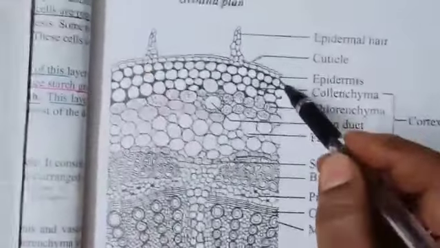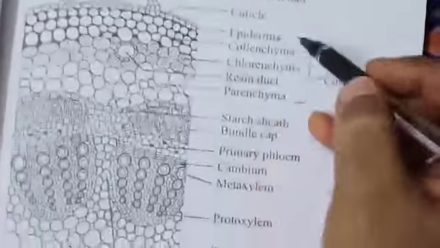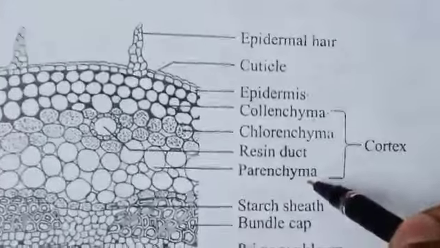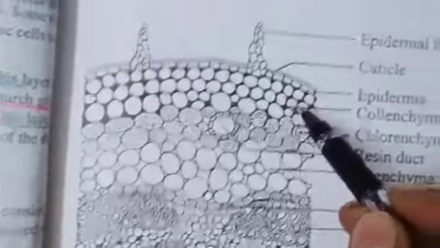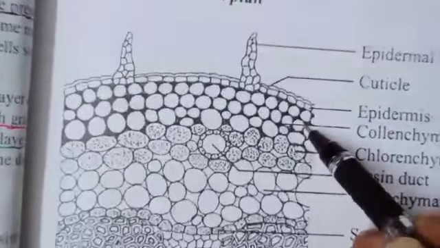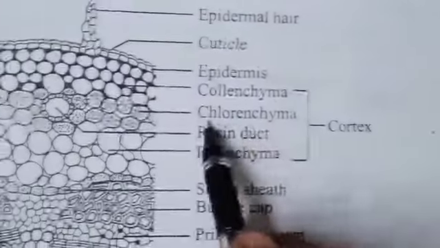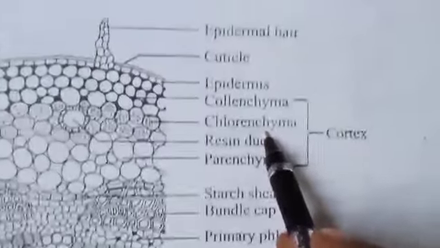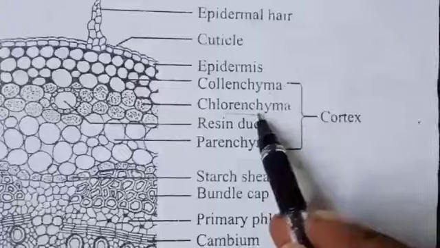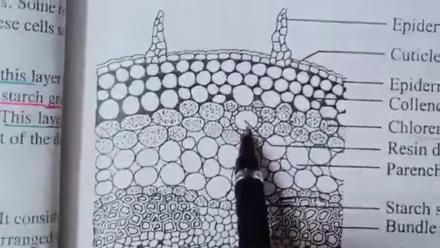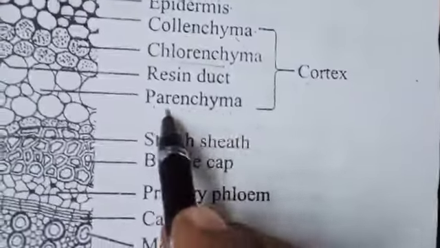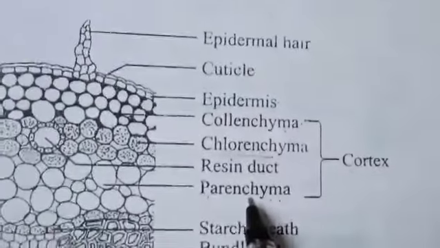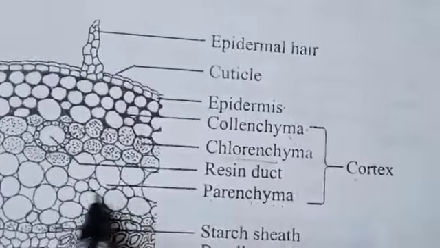Next, cortex. Cortex is divided into 3 regions: collenchyma, chlorenchyma and parenchyma. First one is the hypodermis region. It consists of 3 to 6 layers of collenchyma cells. It gives mechanical support to the plant. Next, the middle layer, chlorenchyma. It is made up of a few layers of chlorenchyma cells. It is involved in photosynthesis due to the presence of chloroplasts, and resin ducts are also present in this layer. Next, inner cortex. It is made up of parenchymatous tissue. It helps in gaseous exchange and stores food materials.